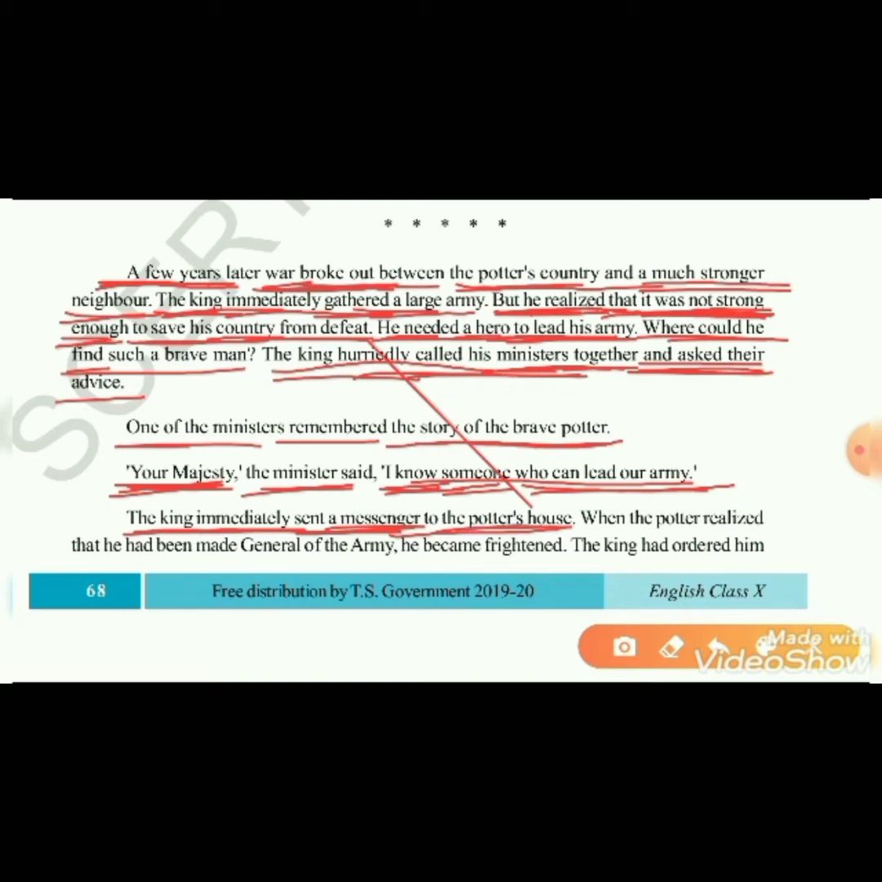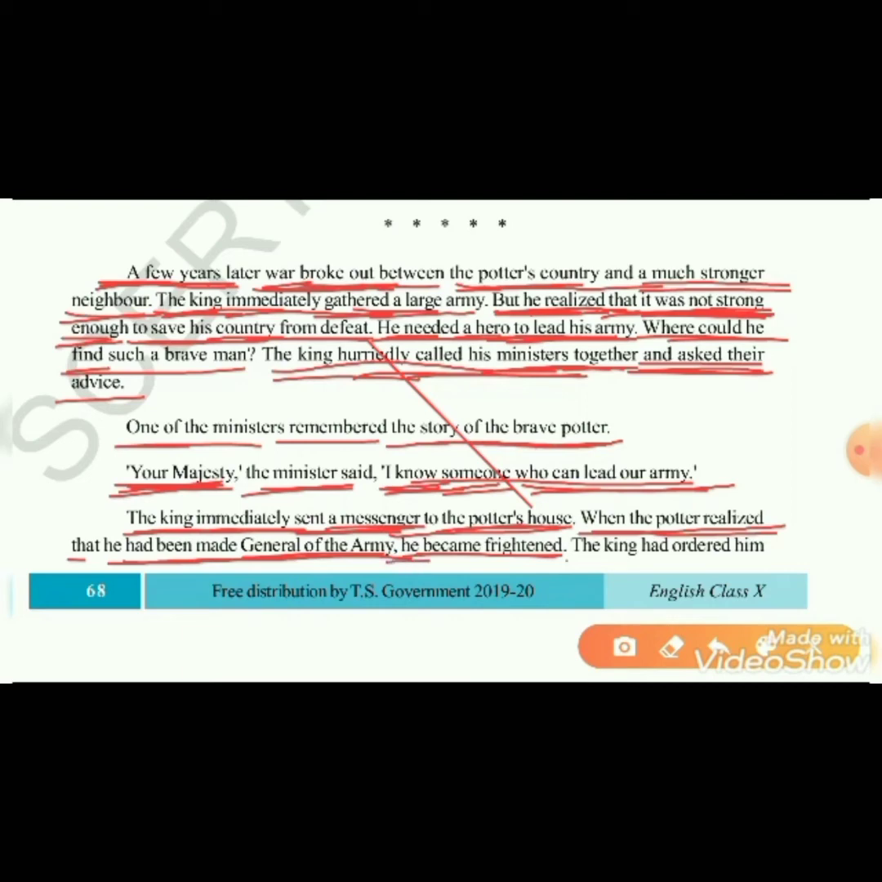When the potter realized that he had been made a general of the army, he became frightened. No sooner did the king send the message than the potter was made the general of the army. What is the rank of a general of the army? Very powerful. Yes or no? The general of the army is a powerful man. And when he received this title, was he very happy? No, he was very much frightened. He became very, very fearful, children.